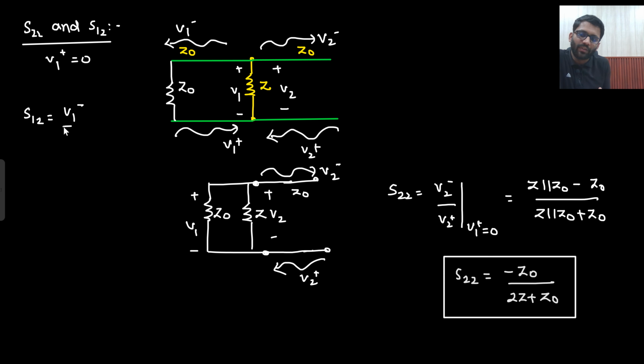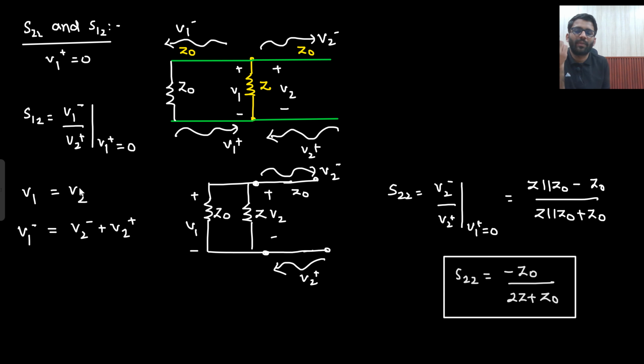S12 is equal to V1 minus divided by V2 plus, when V1 plus is equal to 0. So here what I can see is that V1 is equal to only V1 minus, because V1 plus is 0, and V2 is equal to V2 minus plus V2 plus. What I need to find is V1 minus divided by V2 plus. So if I divide by V2 plus, then what am I going to get? V2 minus divided by V2 plus, and plus 1.